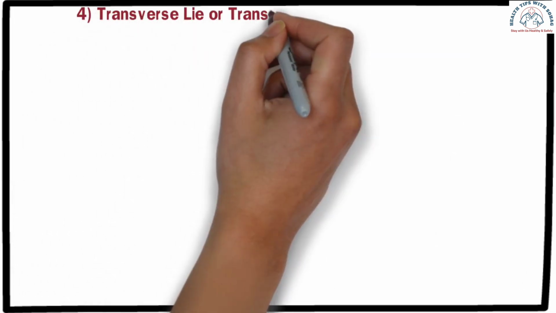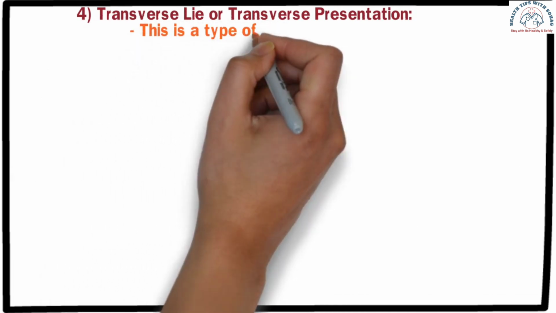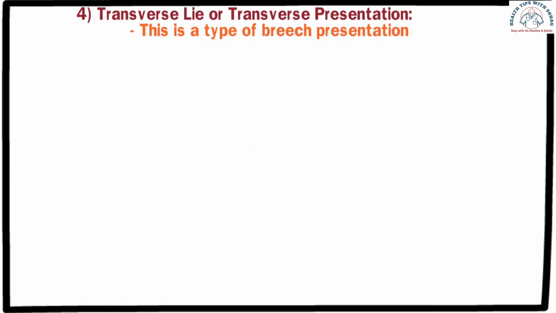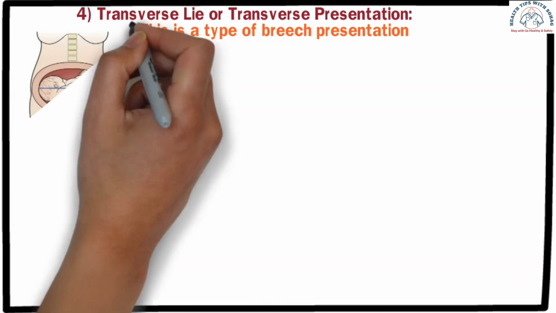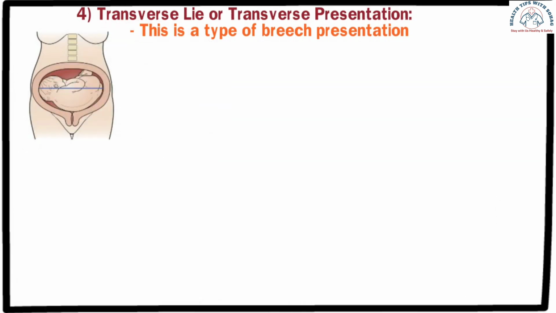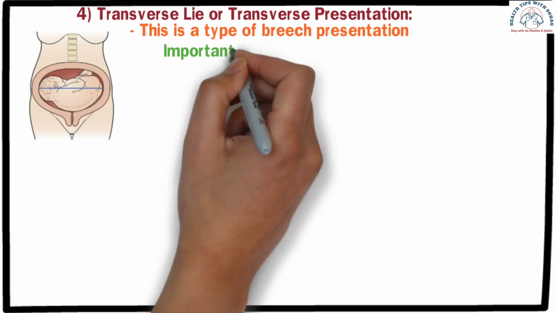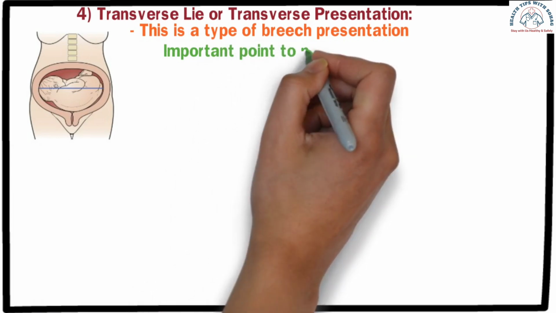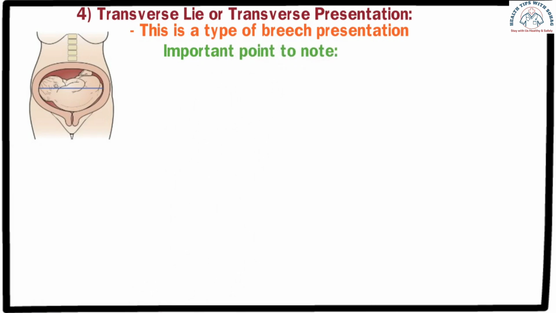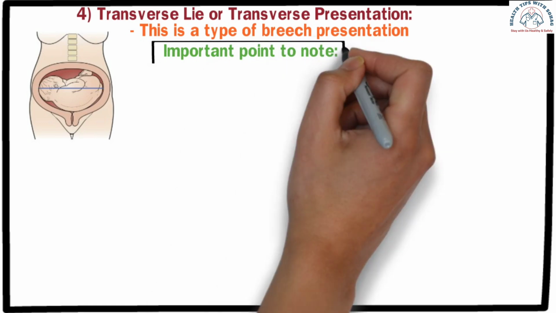Number 4. Transverse lie or transverse presentation. This is a type of breech presentation. If your ultrasound report indicates that your baby is transverse lie or transverse presentation, it means your baby is positioned sideways. Now you might wonder what problem could arise if the baby is not in the normal position.